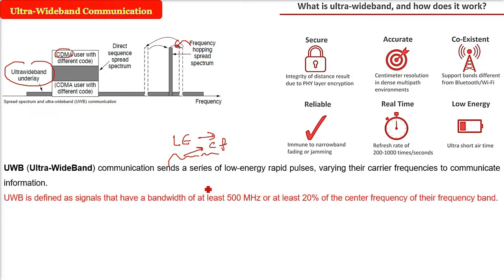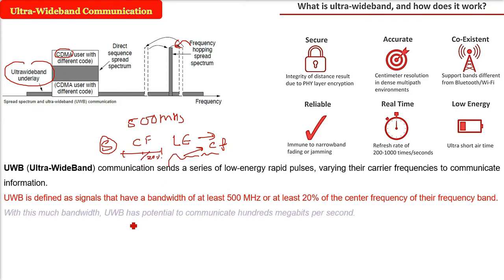Okay, so UWB you can define as a signal that has a bandwidth of at least 500 megahertz. Or, if you take the center frequency, the bandwidth should be at least 20% of the central frequency. With this bandwidth, UWB, or ultra wide band, has great potential to communicate hundreds and hundreds of megabits of data per second. This is how it works.